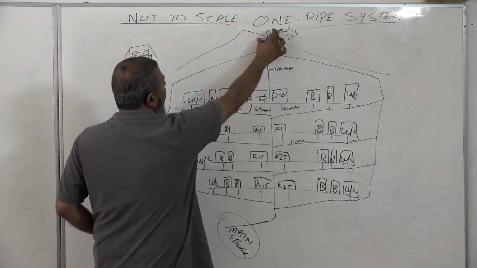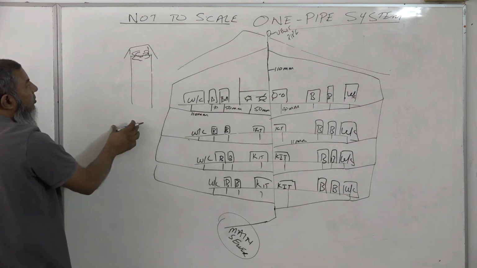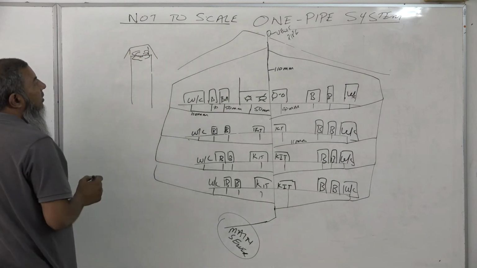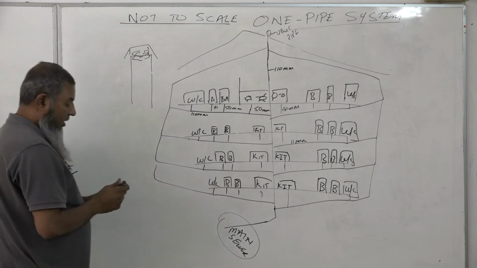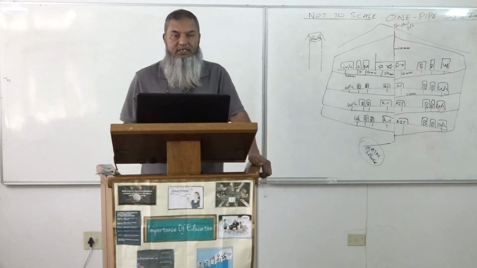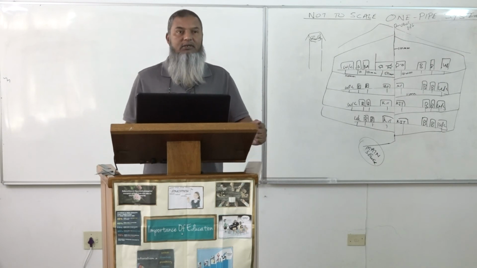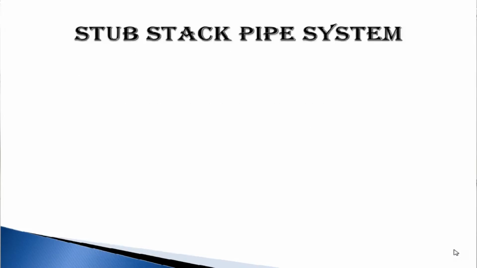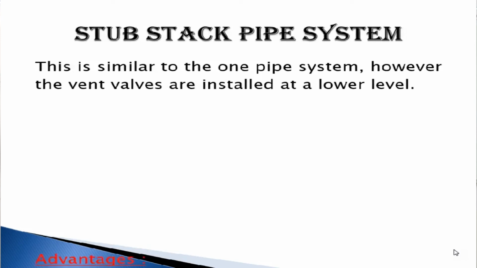We have all this vented to one system. The vent pipe looks something like that, with a vent cap on the top. Now we're going to look at what we call a one stack or a sub-stack system, the same principle as our one pipe system.